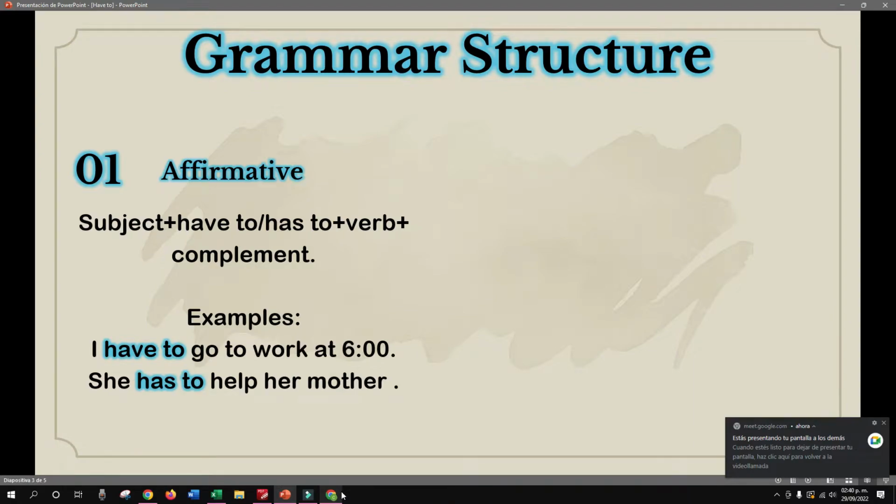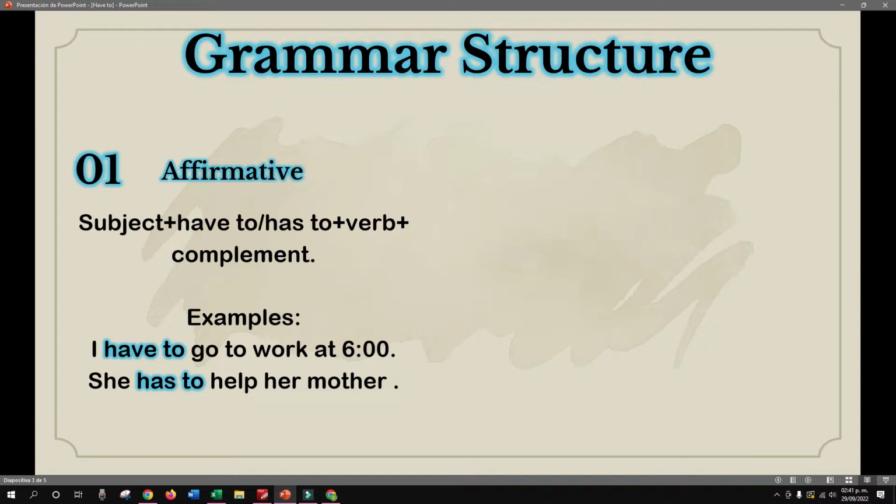So, it says examples, right? I have to go to work at 6. It's like an obligation, but you know that you have to do that thing, right? I have to go. So look at the subject. Which is the subject there? There you have I, right? And the modal or semi-modal verb have to. Then you have go, that is the main verb of that sentence. And also the complement.